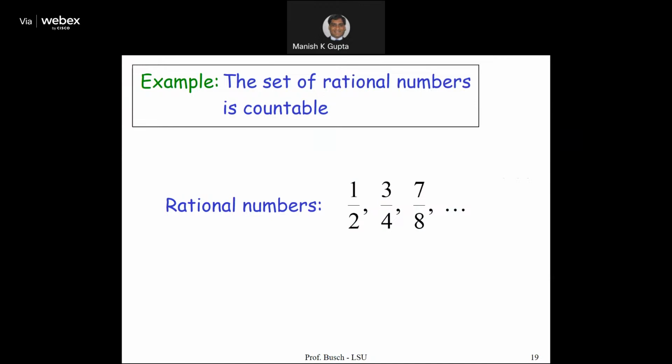What about the set of rational numbers? Are they countable? The set of rational numbers is infinite, and you know that they form a field. You can do all four operations, addition, subtraction, multiplication, division, with the set of rational numbers. But are they countable? Any idea? Why do you think it is no?